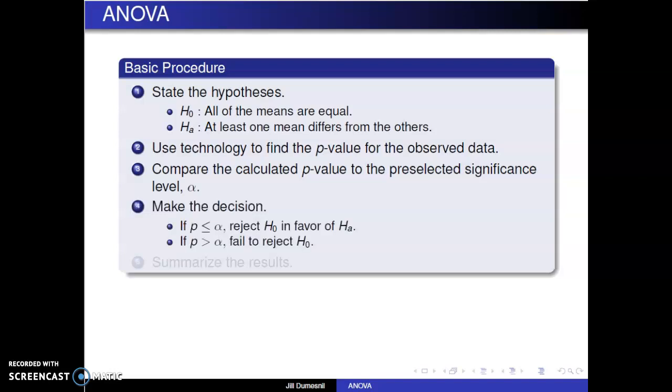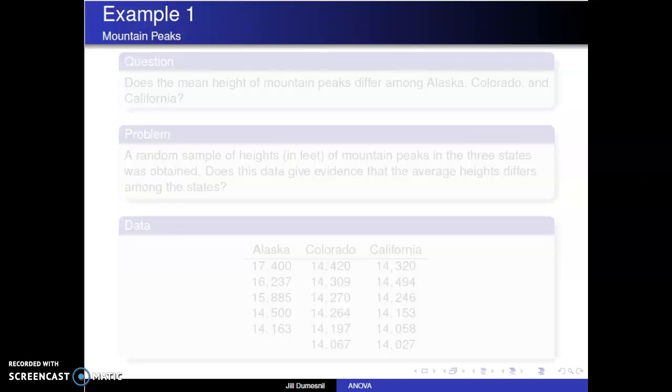Make the decision. If p is less than or equal to alpha, reject the null hypothesis in favor of the alternate hypothesis. If p is greater than alpha, fail to reject the null hypothesis. Finally, summarize the results. Let's consider two examples.